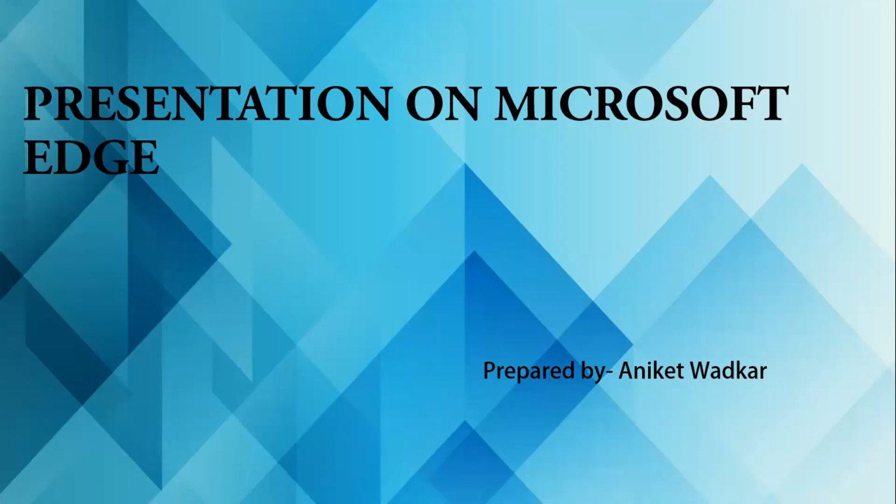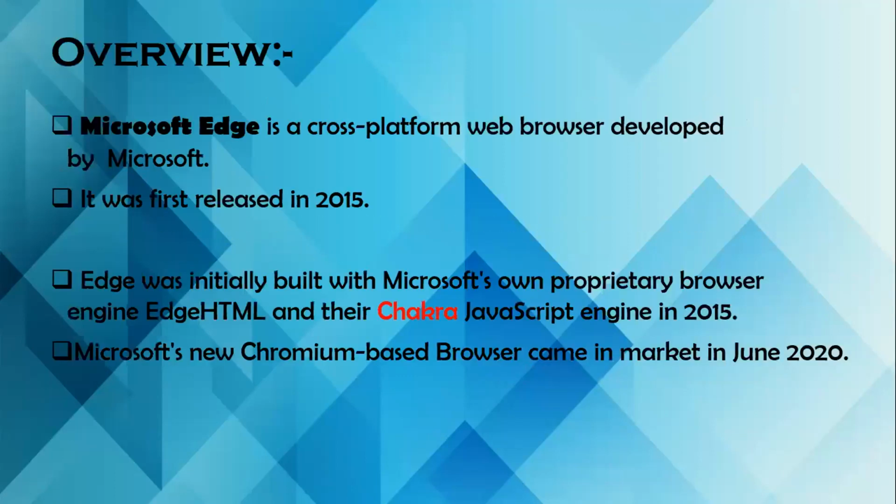Okay, let me begin. But before we get into that, let me see how and where Microsoft Edge was developed. So Microsoft Edge was developed in 2015. But when Microsoft Edge was first developed in 2015, they had built it upon their own browser engine, which was called EdgeHTML, and their Chakra JavaScript engine.